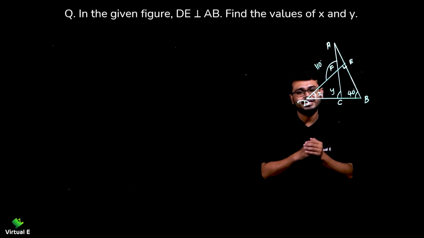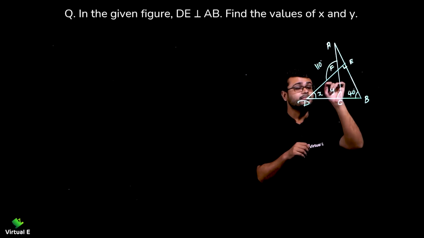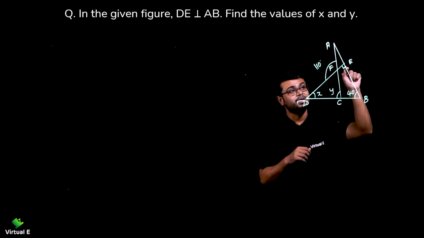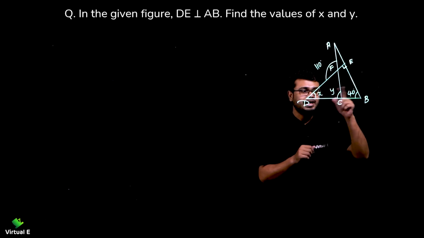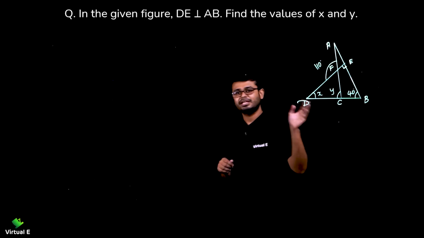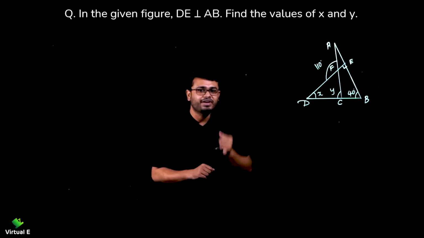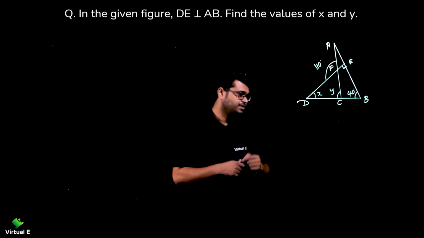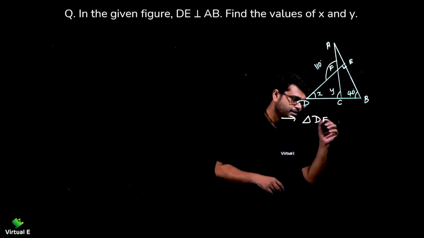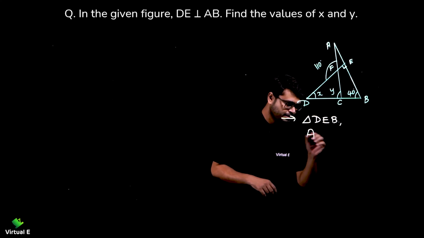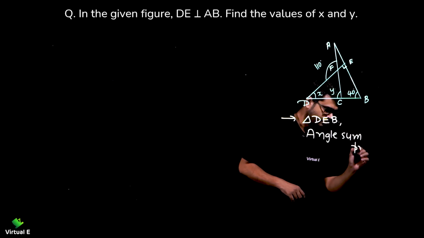Now talk about the second triangle, DEB. DEB, if you see properly, we have X, we have this perpendicular. Perpendicular means what? 90 degree. So one angle we have, and another angle also we have. So that is 40 degree. So we can get the value of X very quickly. Angle sum property. So you can find the value of X. Let's start. So triangle DEB. Let's write angle sum property.